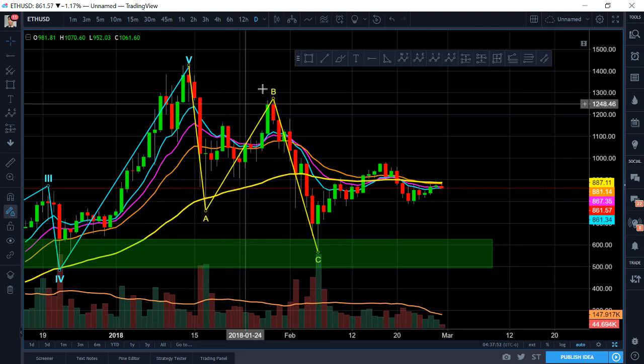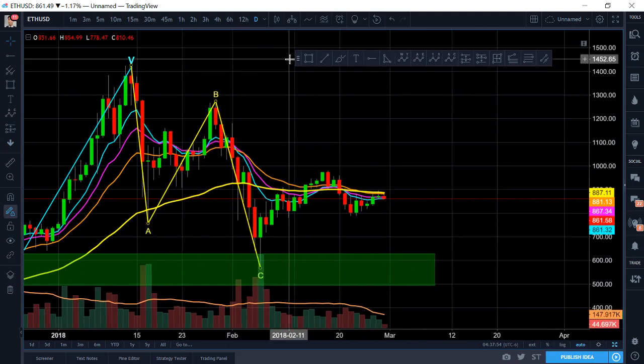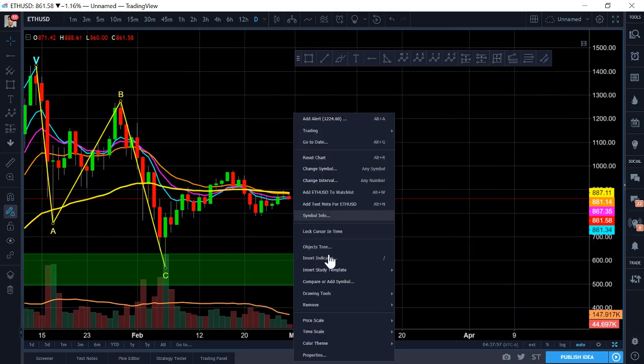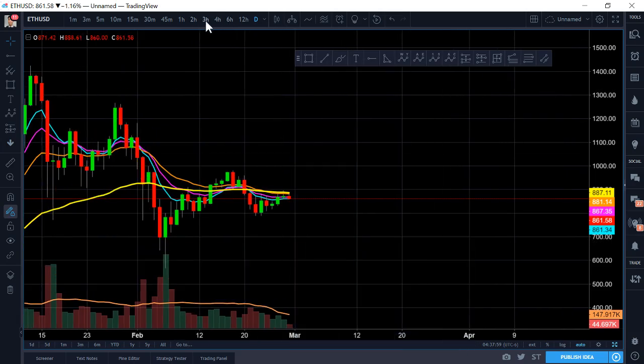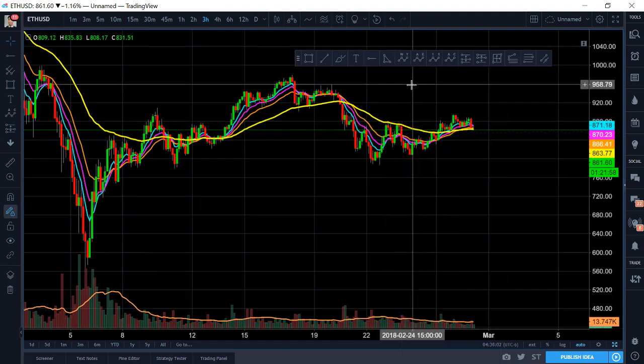So we have an A, B, C correction just to get the people caught up with everything going on with Ethereum so far. Now we're going to zoom into a higher time frame.